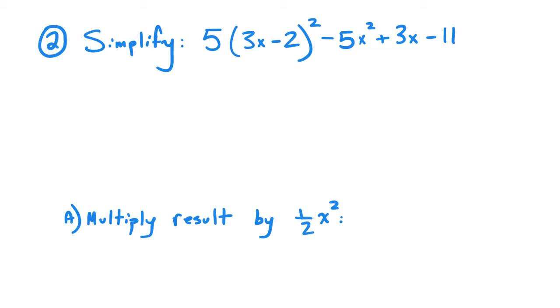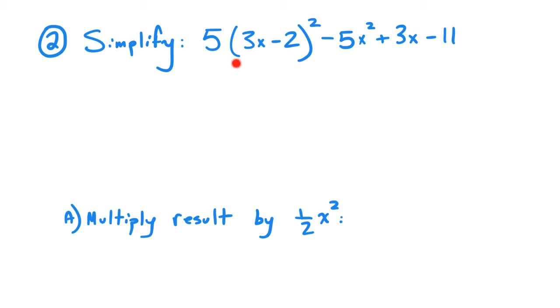All right, and in this one we're going to be taking a look at something a little bit more complicated. We're going to simplify an expression where we see a binomial being squared. We got some combining like terms to do once again. And then a little part B question here. Once we get our answer, whatever the result is, we're going to multiply it by 1/2 x squared.